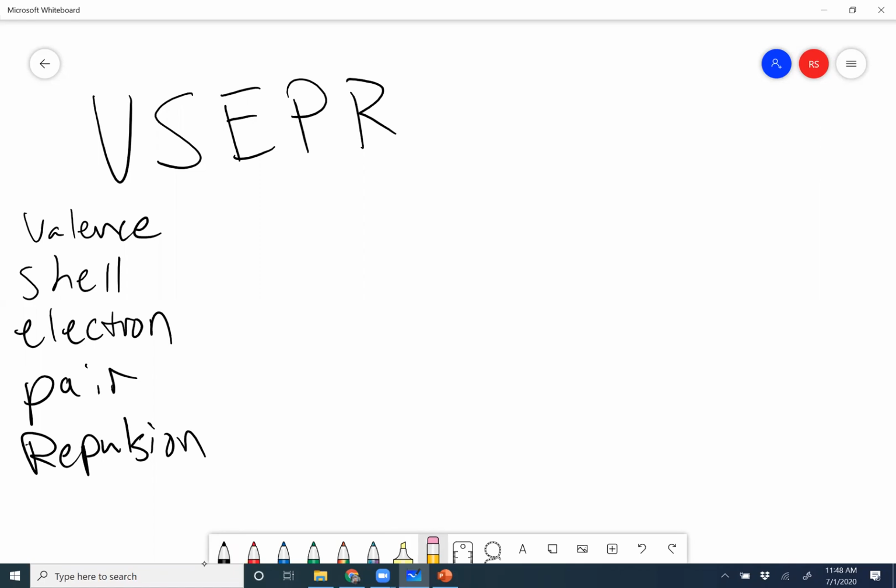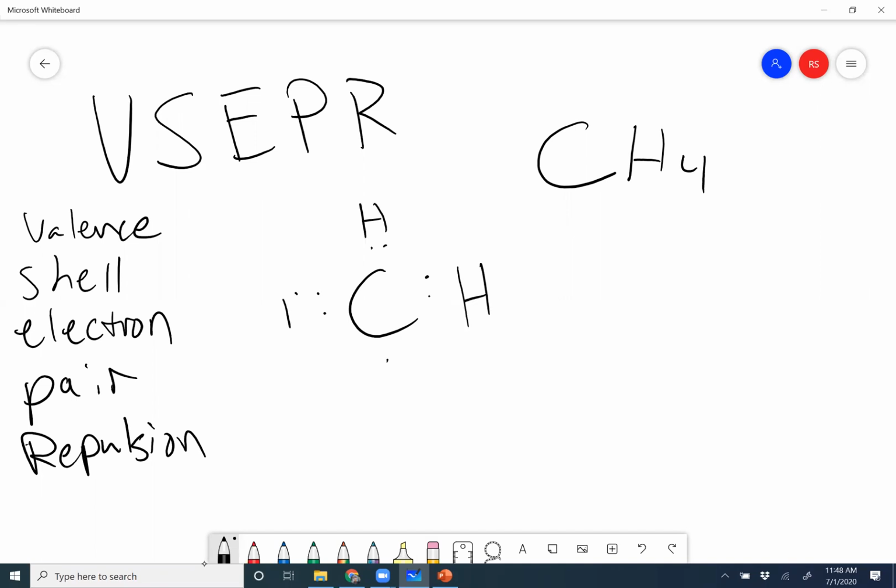So what does it mean? Well, let's take a look at a compound by the name of methane, CH4. If we do the dot structure for methane, we have 4 dots here on the carbon, and the hydrogen comes in with its 1 dot and shares 4 times. So this gives us C, H, H, H.